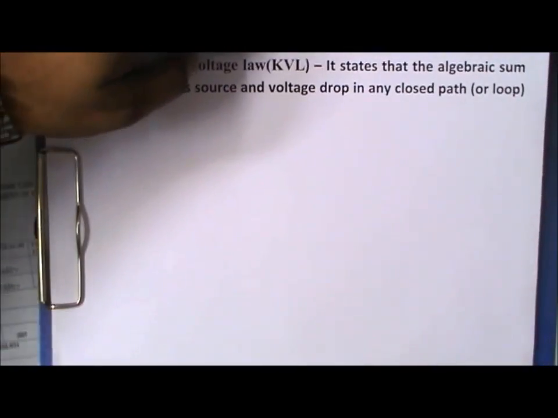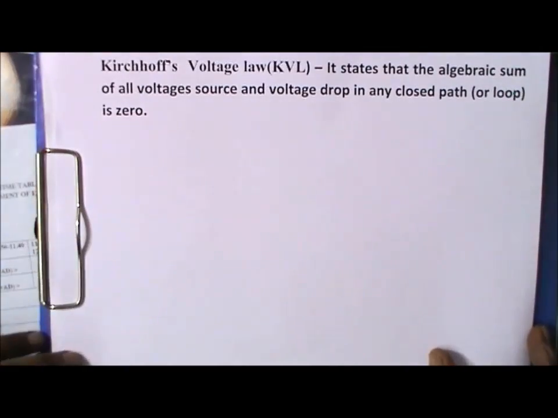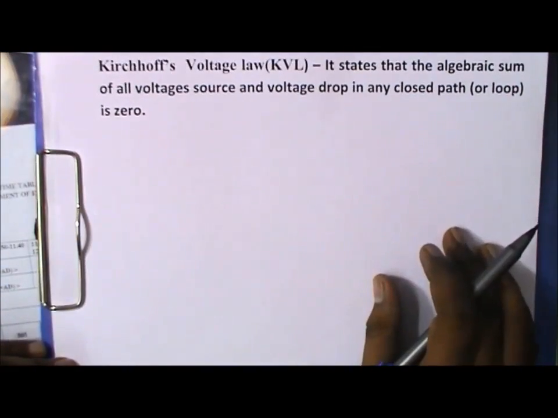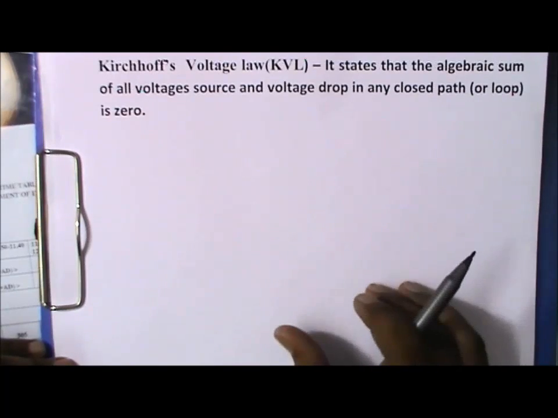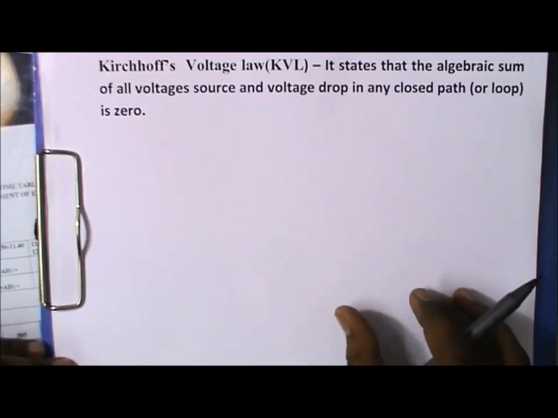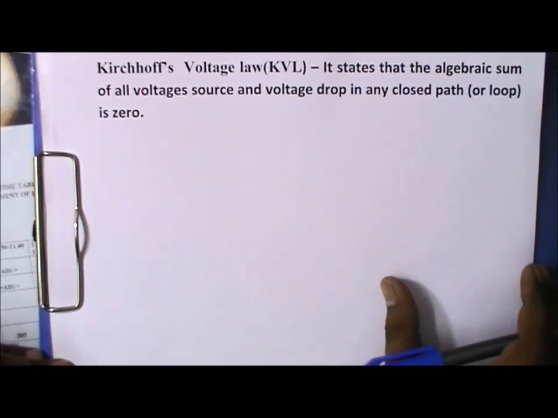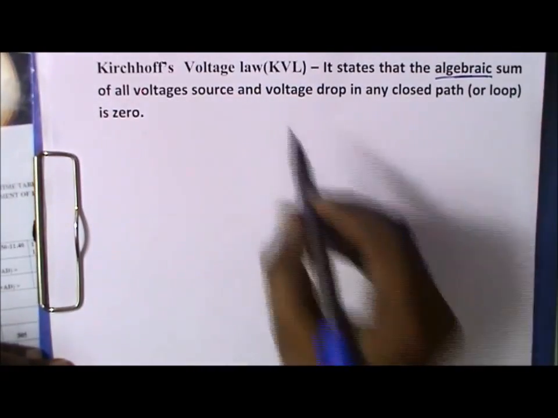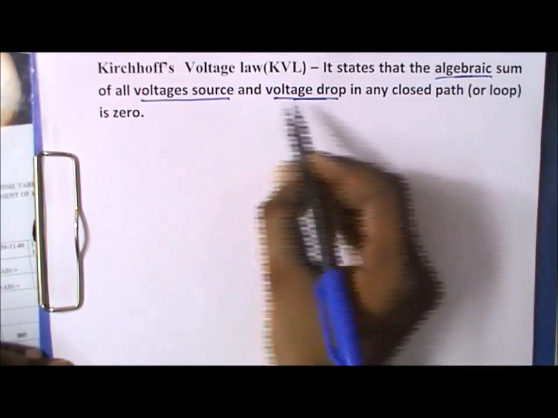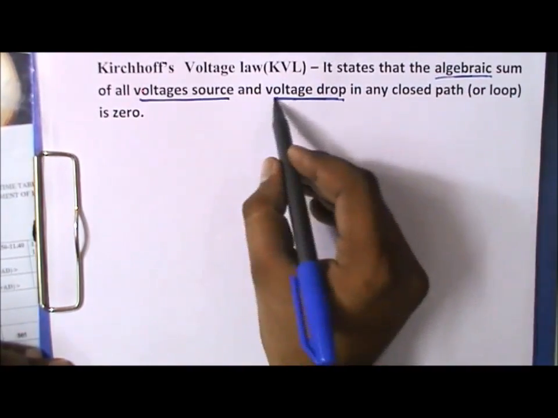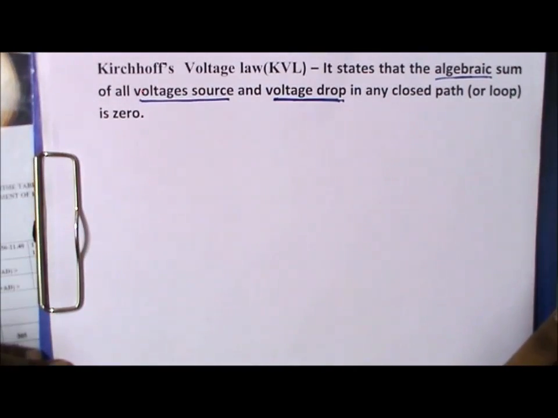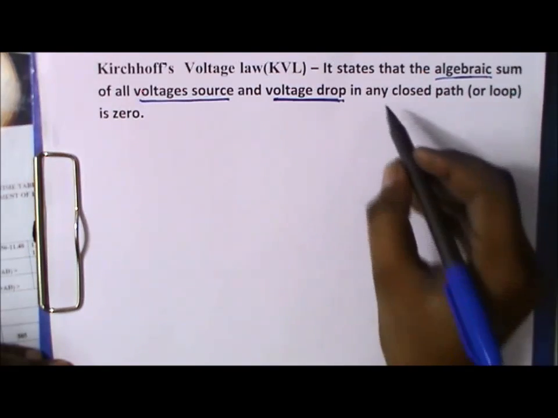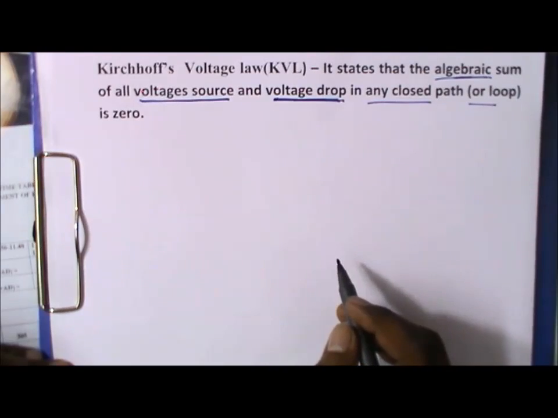First we have to discuss Kirchhoff's voltage law. The scientist Kirchhoff discovered this law in 1847 concerning the relationship between the current and the voltage in an electrical circuit. It states that the algebraic sum of all the voltage sources and the voltage drops. Look at these two terms, voltage source and voltage drop, very important, because with the help of these we can easily calculate the KVL equations. It's the algebraic sum of all the voltage sources and voltage drops in any closed circuit or loop equal to 0. What does it indicate?